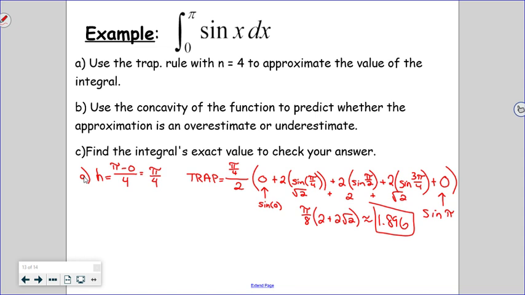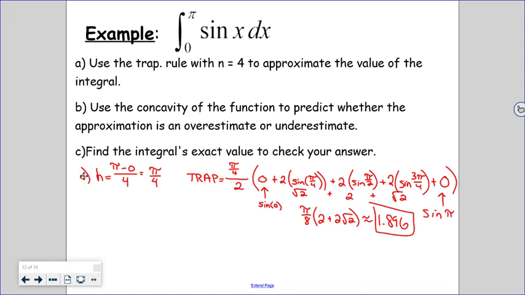Okay. Part B, use the concavity of the function to predict whether the approximation is an over or an underestimate, which means we kind of got to remember what that function looks like. Now, if we have a calculator, we really could just type it in and look at the picture, right? Reminder, my suggestion is always that we only set our window to that interval. So only looking at the sine function from 0 to pi.